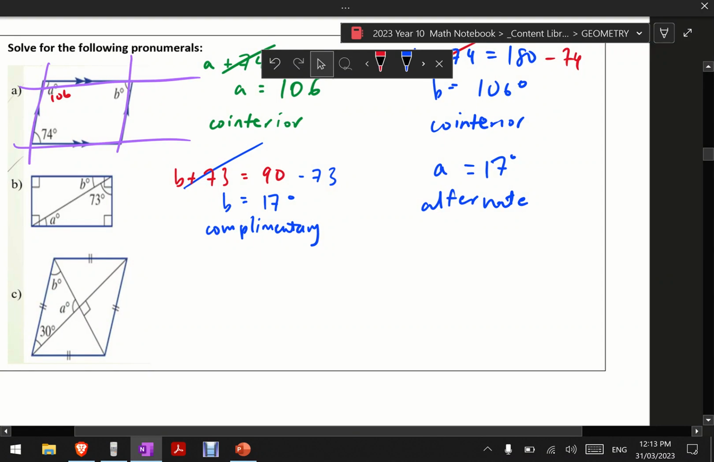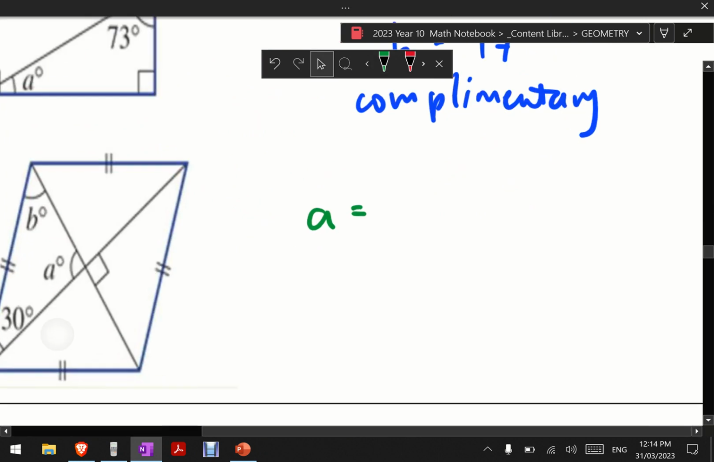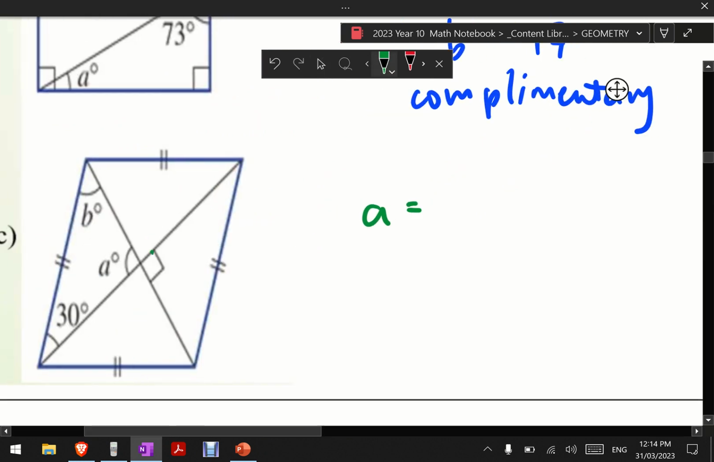Let's look at A. I'm going to ask Celine. Angle A. What is angle A here? Any idea? I'm going to give you a clue. Not quite, my friend. Look at this. What is this? What does this mean? That's 90. It's a 90.